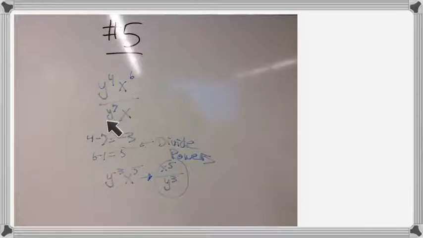And so at the end of this division, what I end up with is y to the -3. And then for the x's, we had 6 on top, 1 on the bottom. And so the number of x's I ended up with was 6 minus 1. That's +5.